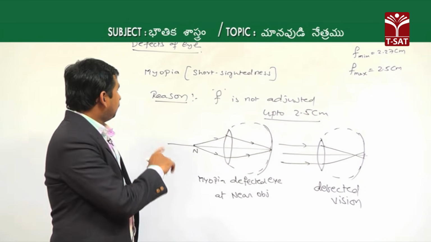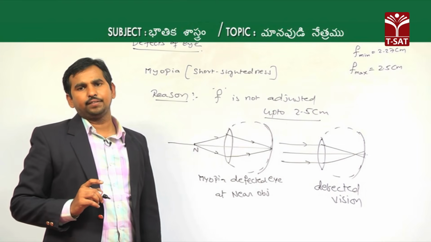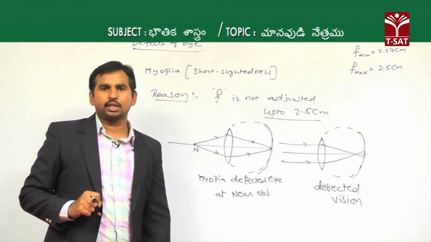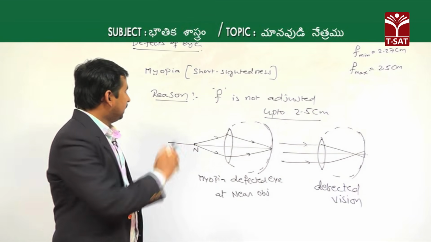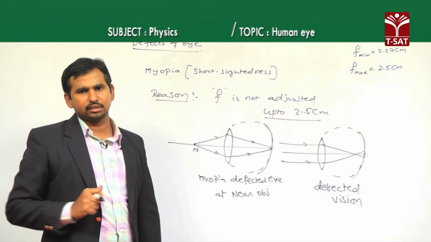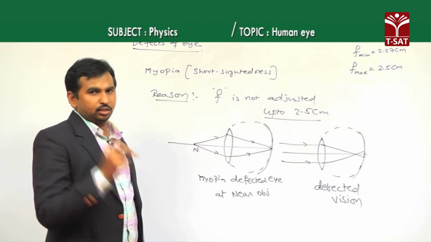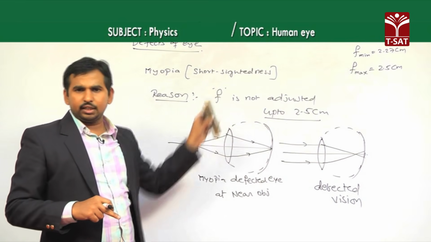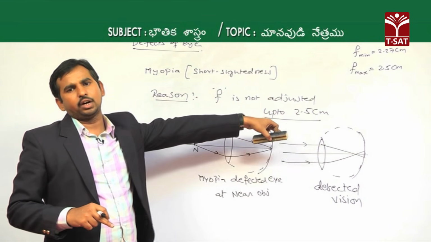Okay. So this is the reason for this defect, myopia. Now if we come to the case of the correction part, if you want to correct this myopia, which lens to use and why to use that lens there. Okay. Now here the problem is what? Our problem is we can see the near distance clearly, but not the far distance.